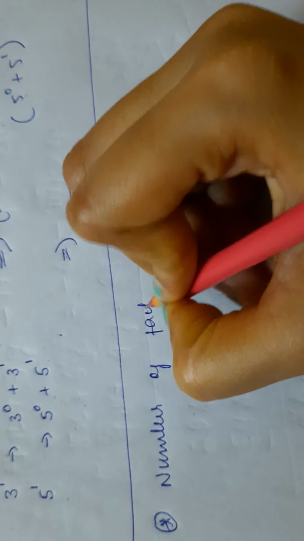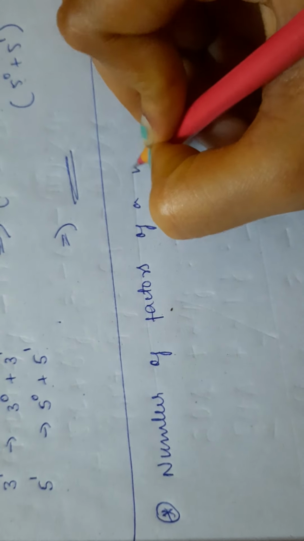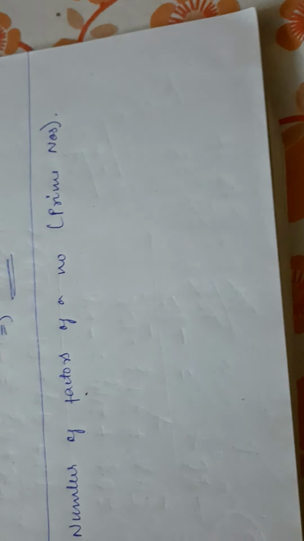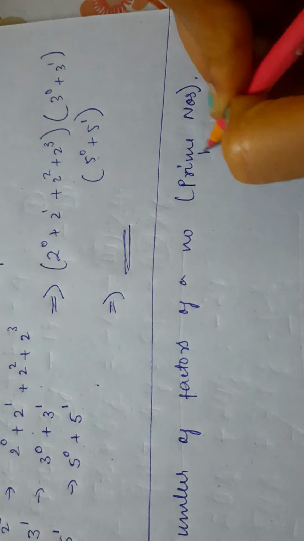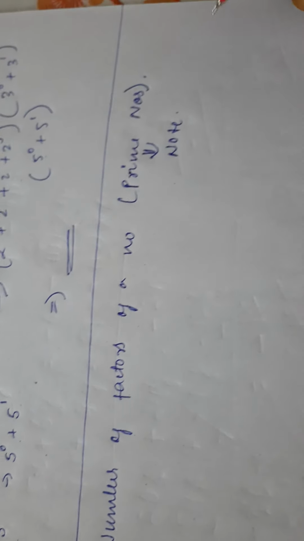Number of factors of a number, especially for prime numbers, because this is a very important part where we can really use shortcuts, and we will not waste so much time on these. So knowing shortcuts is very important for these types of tests. This is only applicable for prime numbers. Mind it, note that this is only applicable for prime numbers.